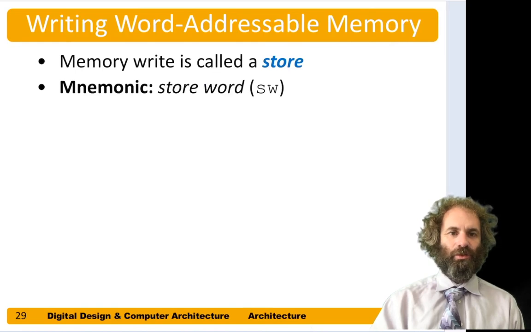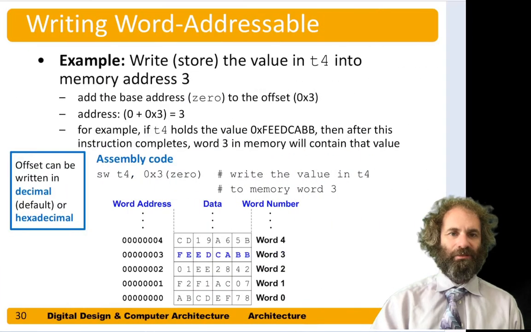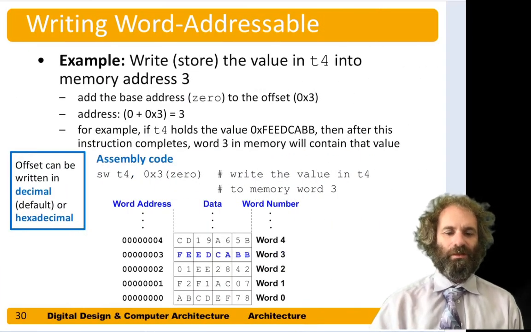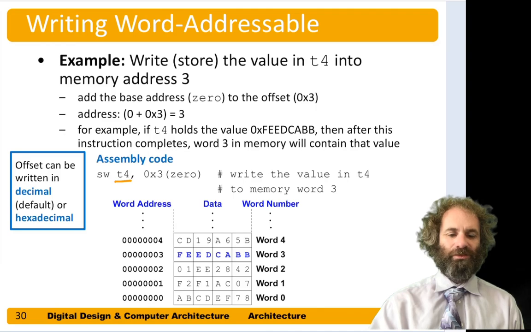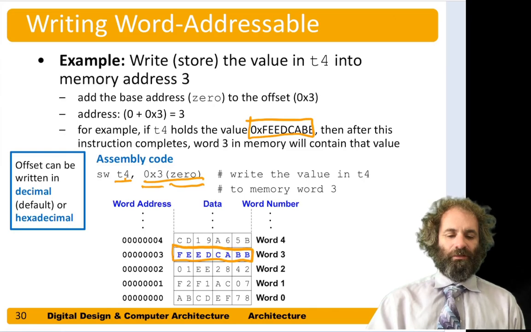Similarly, there's a store word instruction that takes a value from a register and puts it into memory. For example, if we wanted to store the value from register t4 into memory address 3, we could take the base address of 0, add an offset of 3, and store t4 into that. Supposing t4 contained the value FEEDCAFE, then after we run the instruction, memory location 3 will have FEEDCAFE.